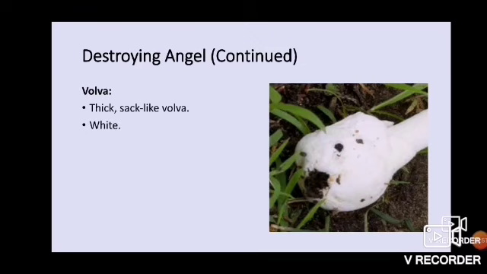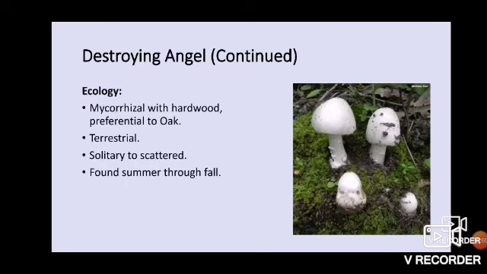And with this one, it does not turn green, it will just remain white, as will the whole mushroom. This is where the idea that you should never pick a white mushroom comes from. Unfortunately, doing that means that you would have to avoid mushrooms like the white dapperling and oysters and other fine edibles. So this mushroom is mycorrhizal with hardwood, and it is preferential to oak.